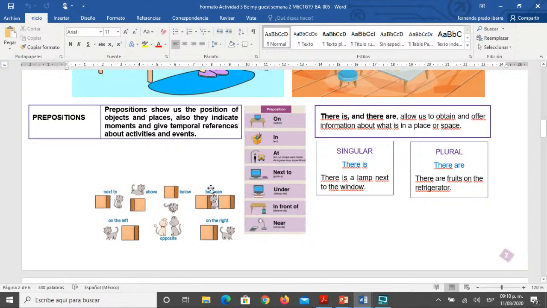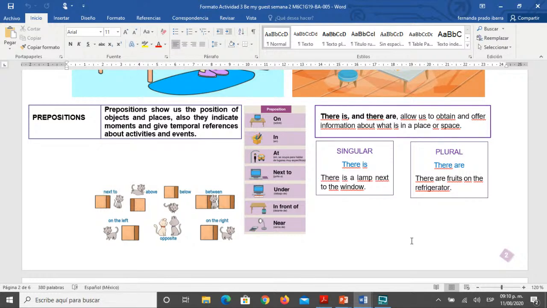And here I have some more that are not in the resource on the platform, like in between, en medio de, opposite, contrario, below, es como debajo de también, on the left, on the right, next to, above, encima, okay?